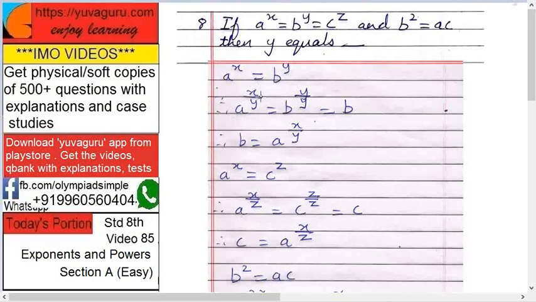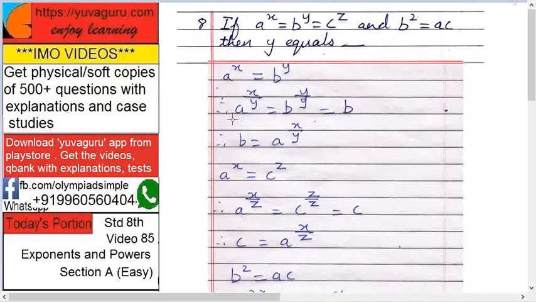So it becomes a raised to x upon y equals b raised to y upon y. But y upon y is 1. So b raised to 1, that is b. Therefore b equals a raised to x upon y. Now similarly for z, a raised to x equals c raised to z. So a raised to x upon z equals c raised to z upon z equals c. Therefore c equals a raised to x upon z.